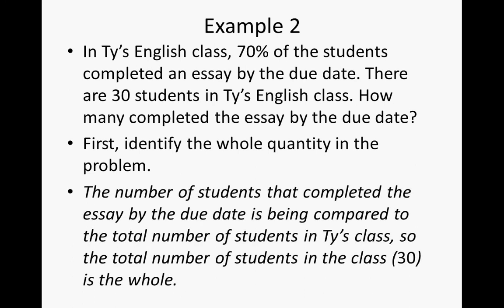The number of students that completed the essay by the due date is being compared to the number of students in Ty's class. So the total number of students in the class is 30, and that is the whole. So the whole corresponds to 100%. That means 30 corresponds to 100%. And if we take 100% down to 1%, then that means we're going to divide 30 by 100.